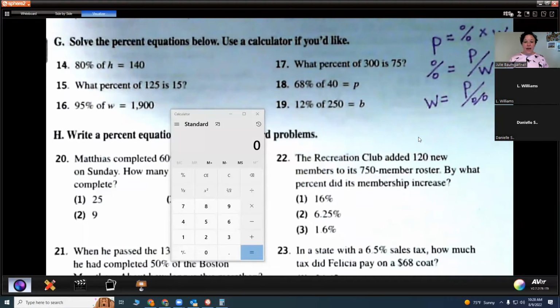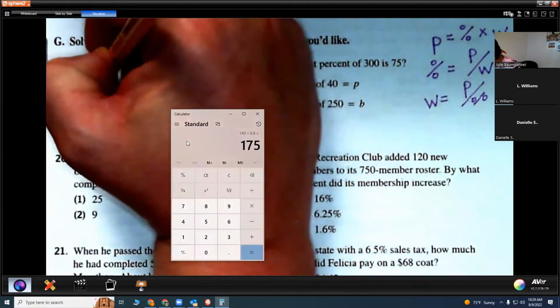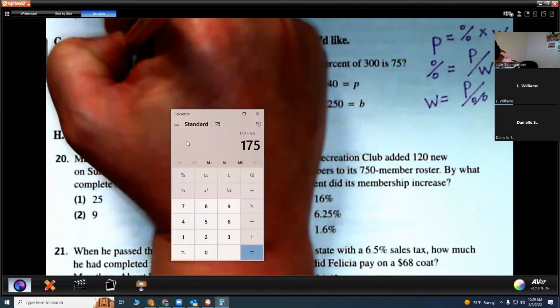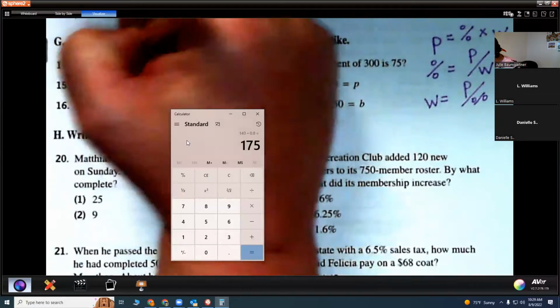Okay, so we have 80% of H equals 140. So we need to find the whole. So we take our part, 140, and divide it by the percent. We always convert our percent to a decimal when we're working with the calculator. So 80% is the same as 0.8. So 80% of 175 is 140.